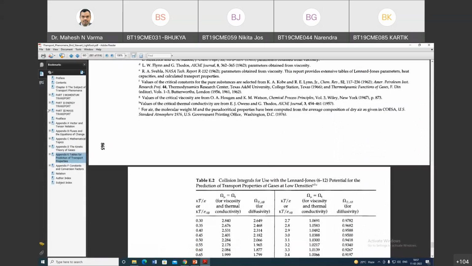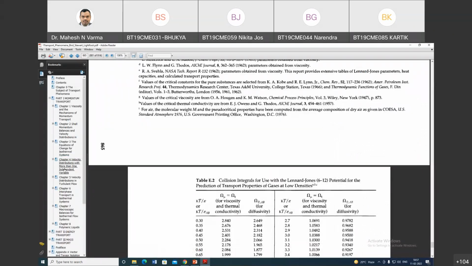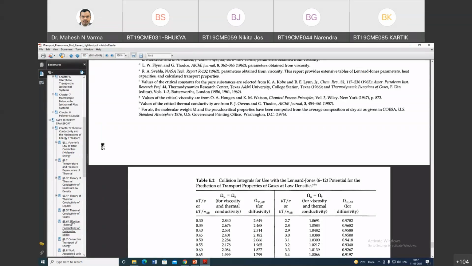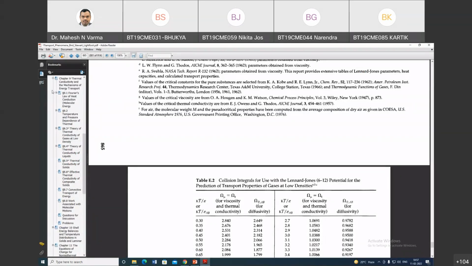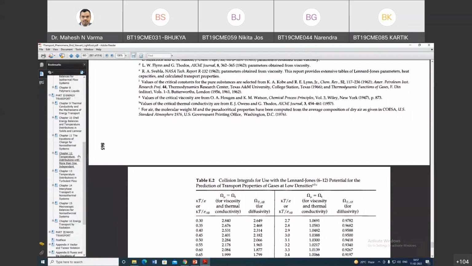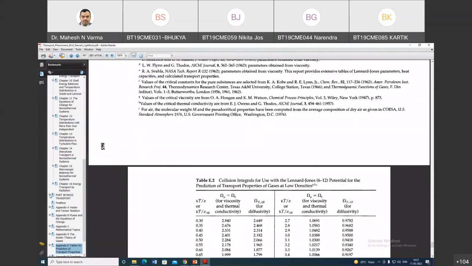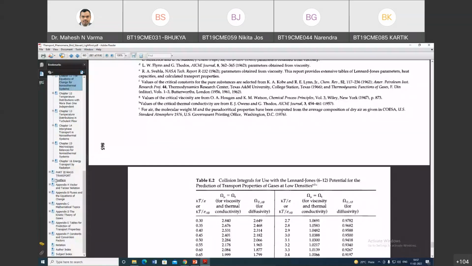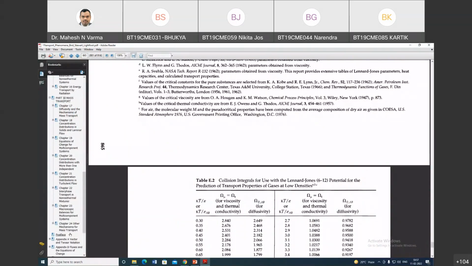So we have covered some part of chapter number 6, interface transport, and then heat transfer also, temperature distribution, chapter number 14, interface transport in heat transfer. In mass transfer we have also covered some part of interface transfer.